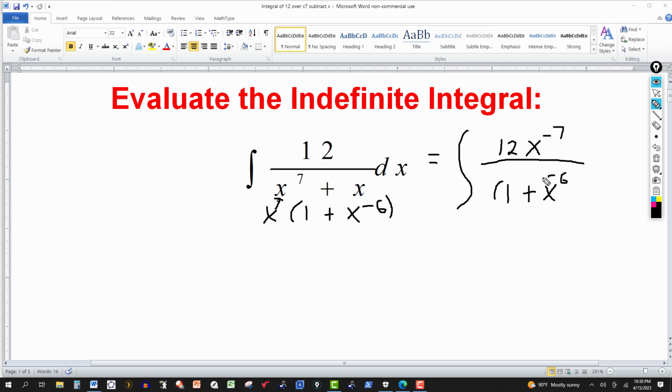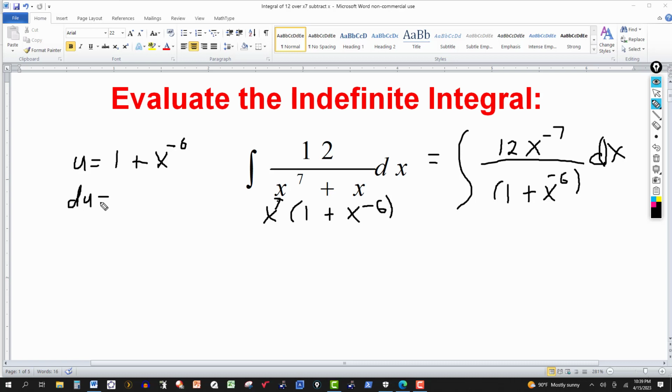Of course, with u-substitution, the key is you're looking for a derivative of some quantity. It could be a denominator, it could be an exponent, or something else, so that the derivative of that expression appears in the numerator. Notice here, the derivative of 1 is 0. The derivative of x to the negative 6 would be negative 6 x to the negative 7, which is what I have up here. So here's my substitution. u will equal 1 plus x to the negative 6.